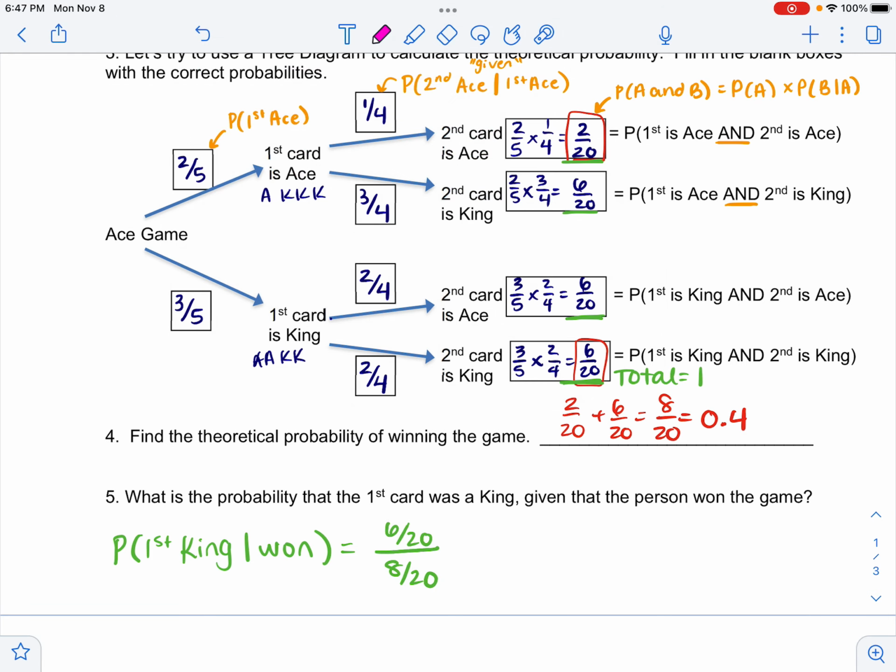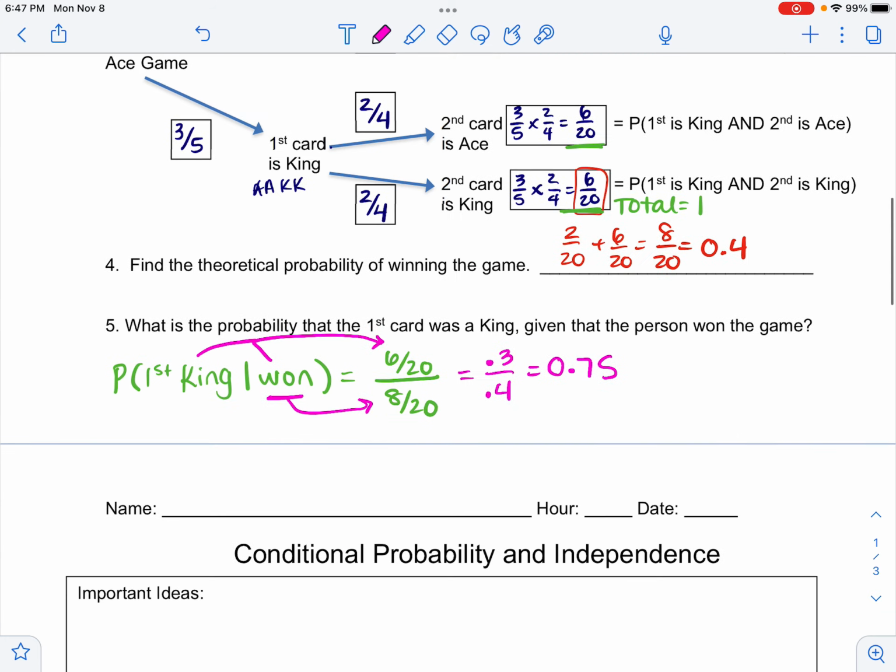So I want you to notice the denominator is always from your condition, the probability of whatever the condition is. The numerator is the probability of both the given or the condition and the other probability. So it's both events together. And now this equals 0.3 over 0.4, which equals 0.75. So that is the probability that the first card was a king, given that I know the person won the game. All right, let's move on to the important ideas then.